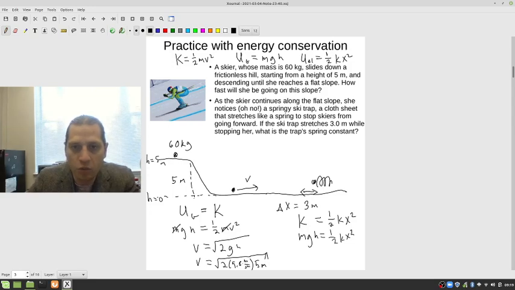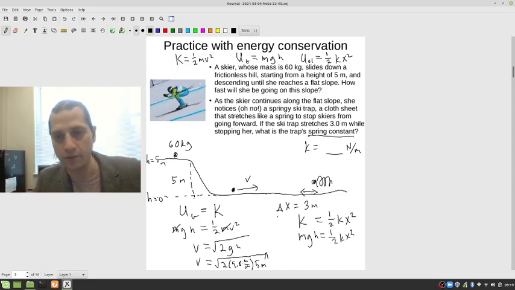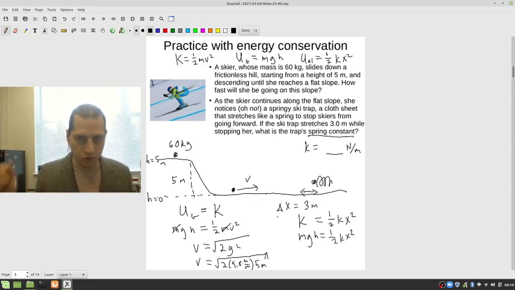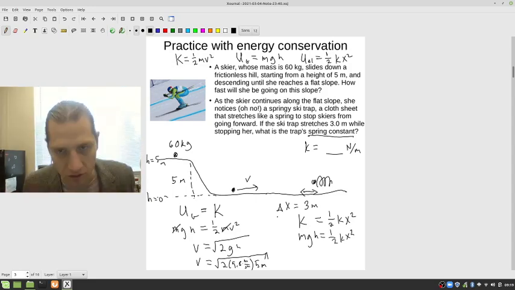The question asks, what is the trap's spring constant? Remember, the spring constant is this number in here that tells you how many newtons per meter you get. So k is a number in newtons per meter, and it tells you how much force you get for how much distance you stretch the spring. So if you stretch it a meter, you should get k newtons back. If you stretch it 2 meters, you should get 2k newtons back.